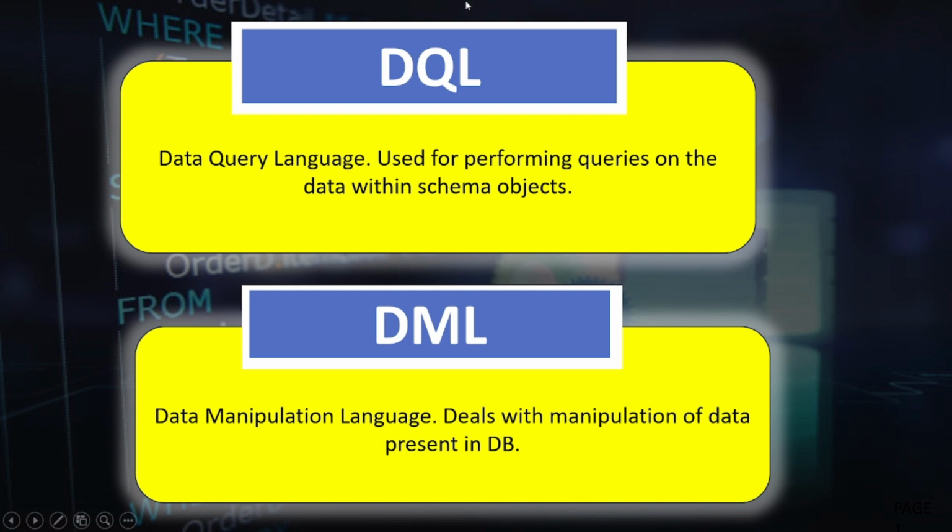DQL stands for data query language, and it is used for performing queries on the data within a schema object. Some examples of schema objects are tables and views. And data manipulation language deals with the manipulation of data. Manipulation of data means inserting data into tables or schema objects, updating the existing data, and deleting from them. So this would be called manipulation of data.